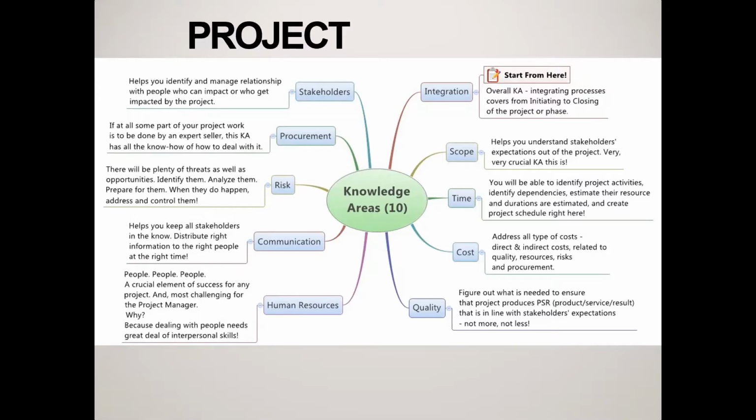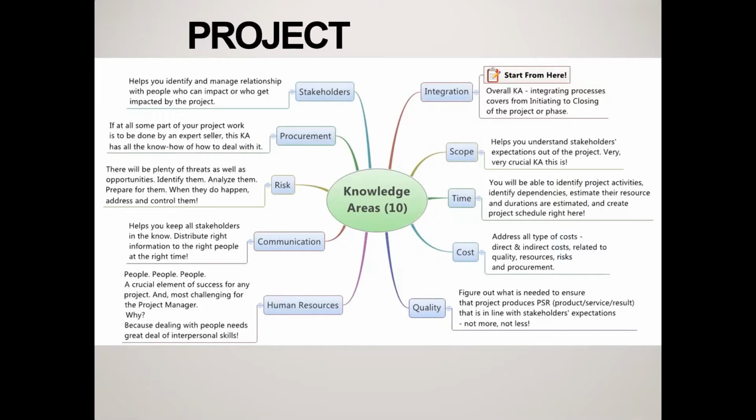Then comes the human resources. Human resources is also a very important aspect because we have to do the resource management over there. It is a very crucial element for the success of the project and a very challenging one because dealing with people management needs a great deal of interpersonal skills. Then comes the communication management, and communication management is something a project manager needs to take care of because he has to deliver the right information to the right people at the right time.